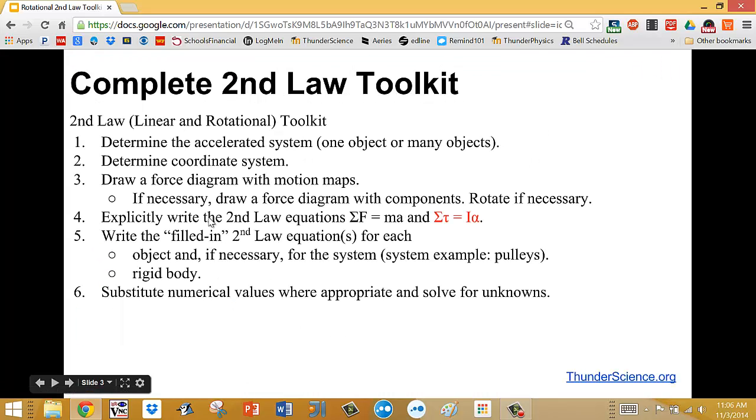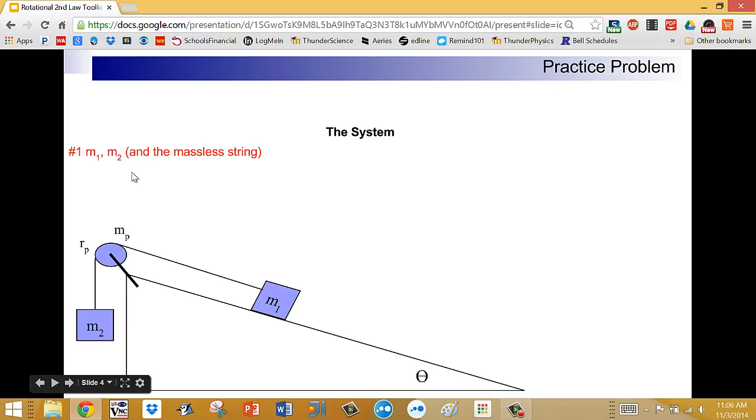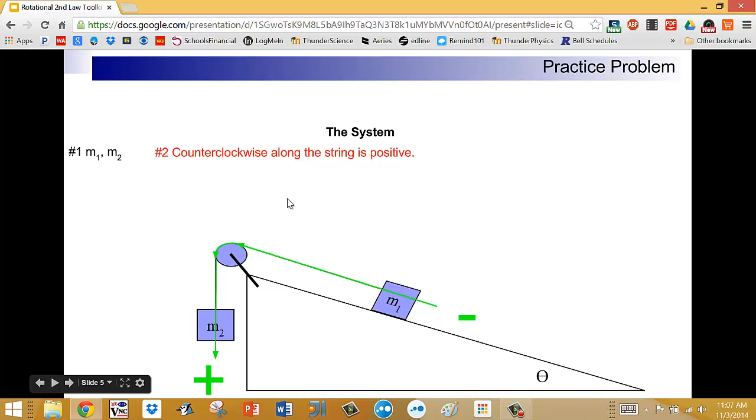We're going to use our complete second law toolkit. Now we're adding the fact that the sum of the torques equals I alpha. So we're going to start off using the system technique, or looking at the entire system of mass M1 and M2 and the mass of the string. We're going to call counterclockwise along the string positive. This is what we call the magic pulley technique.